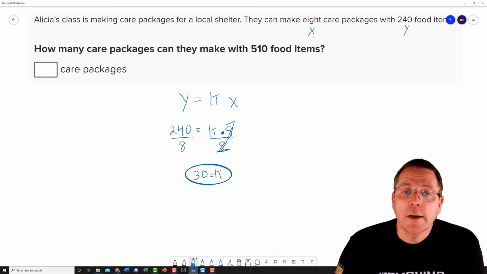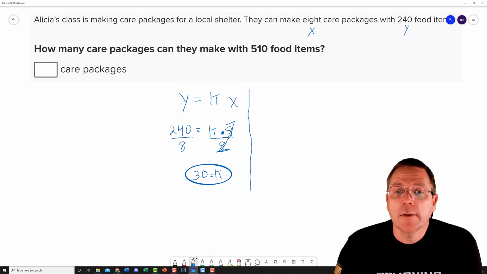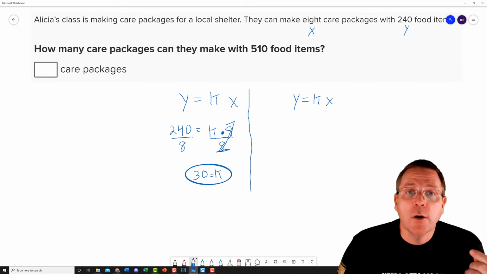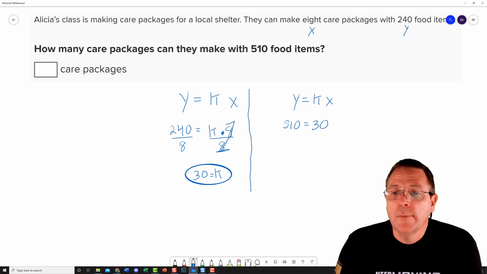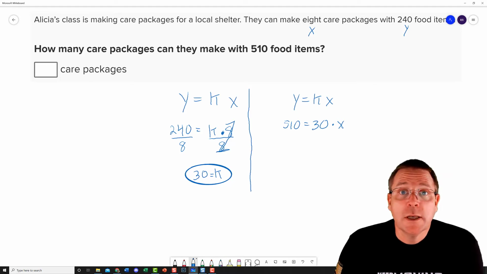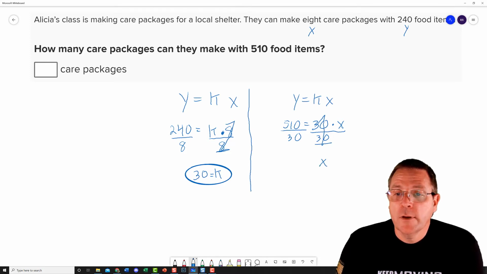Now we're going to move on and go back to that y equals kx formula, only now we're going to plug in what we know. We know the target is 510 items. We also know that k is equal to 30, and we need to find out what x is. Once again, we're going to isolate the variable. I'm going to divide by 30 on both sides. 30 divided by 30 equals 1, and 1 times x is x.